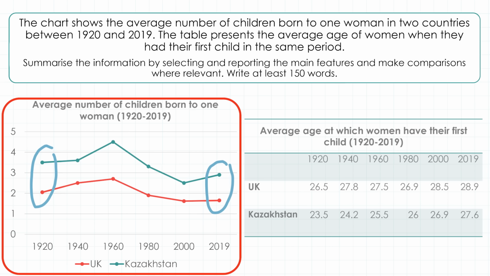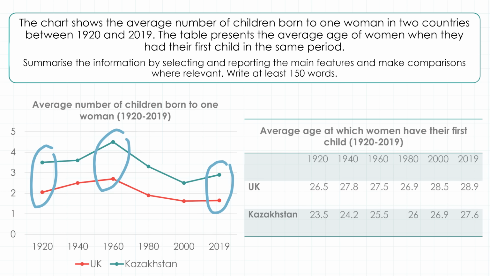Also, look for any peaks, the highest numbers, or troughs, the lowest numbers. We have a clear peak in 1960. So that's when women in both countries had the highest number of children on average. And we have a clear trend. From 1920s to 1960s, numbers keep on going up. Women have more and more children, but then they start to go down. So women have fewer children on average. So we need to report the key features and the main trend in our report.